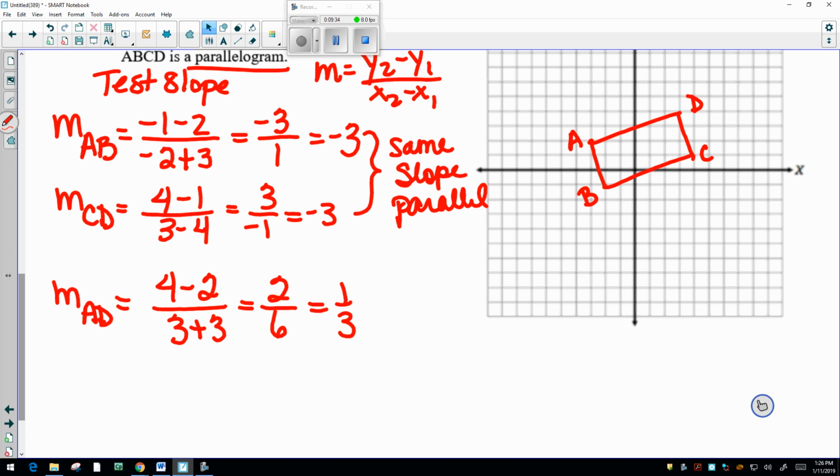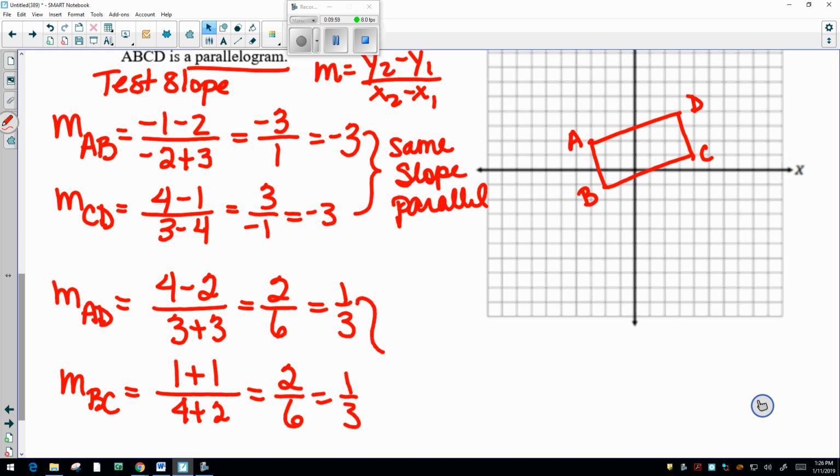So opposite of AD is BC. And now again, if they're parallel, they should have the same slope. So we're going to test slope of BC. So I have 1 minus a -1 on the top. And on the bottom, I'm going to have 4 minus a -2. Okay, so we simplify. So our numerator is 2. Our denominator is 6, and again, that's going to reduce down to 1/3. So that's good. We want that because now we can see, again, they have the same slope, so again, they're parallel.